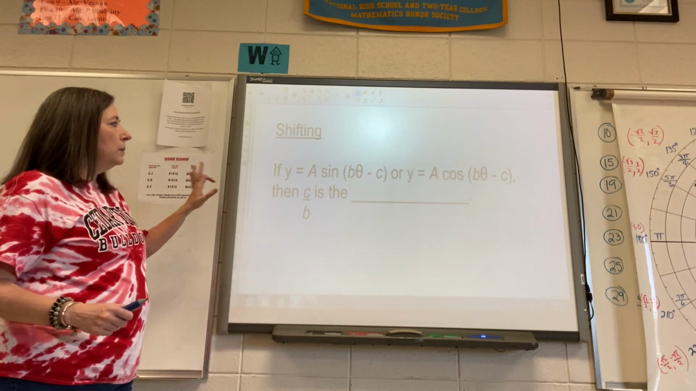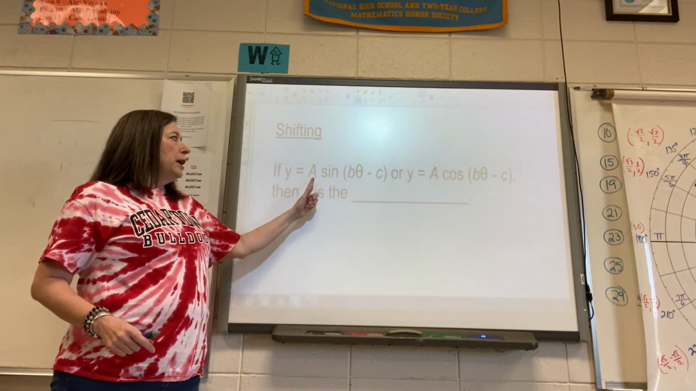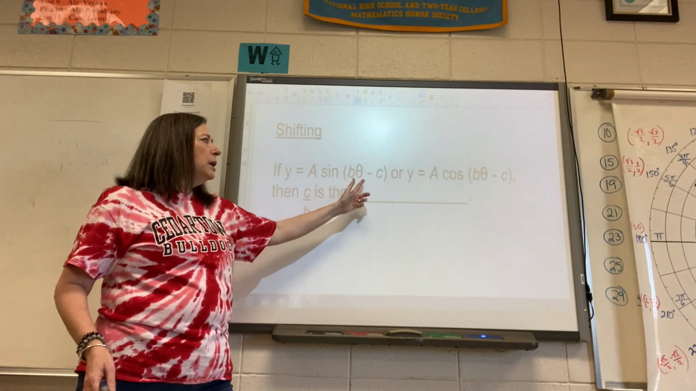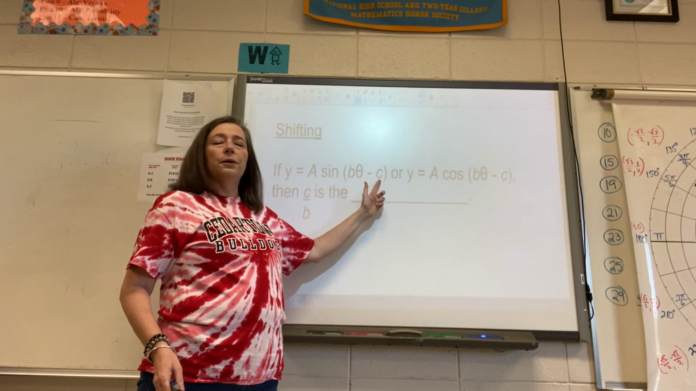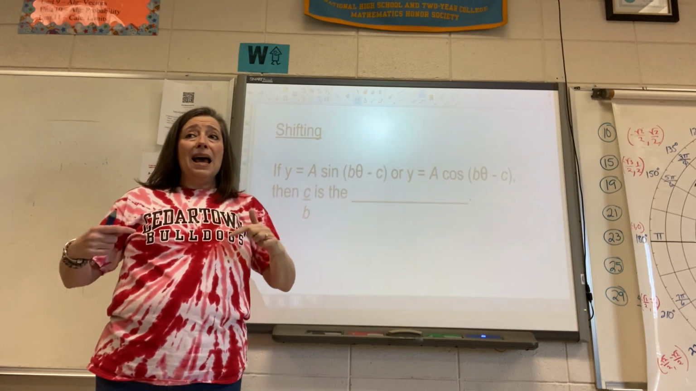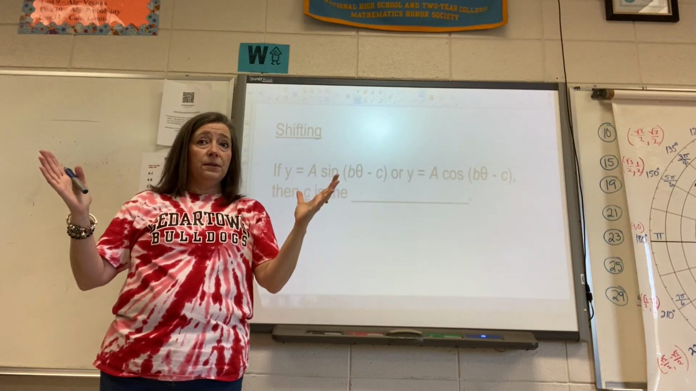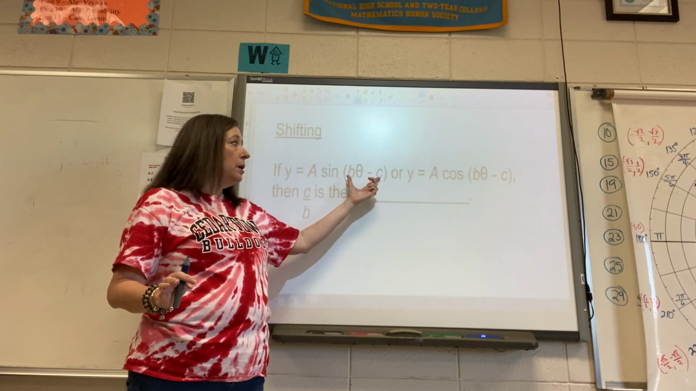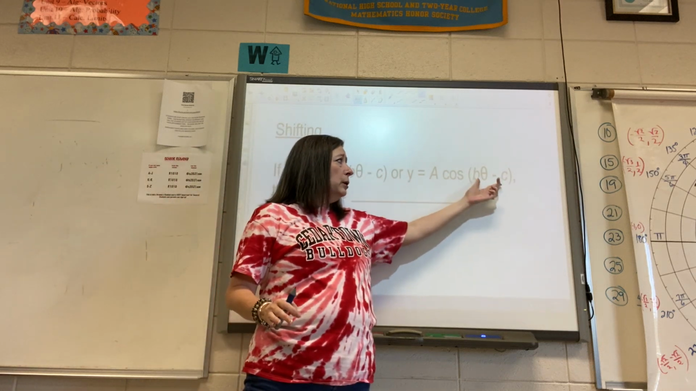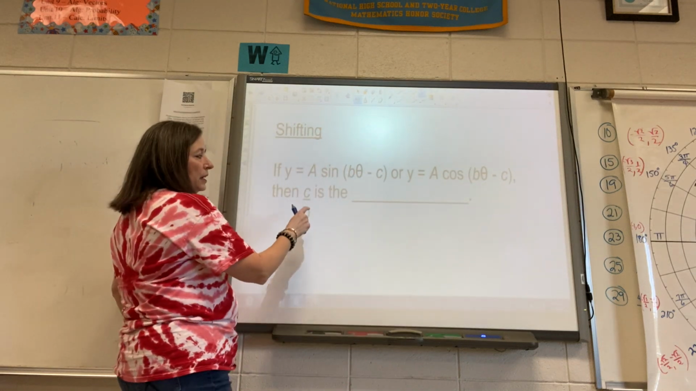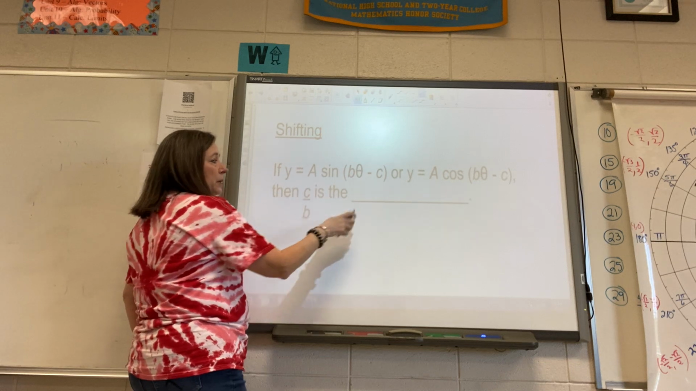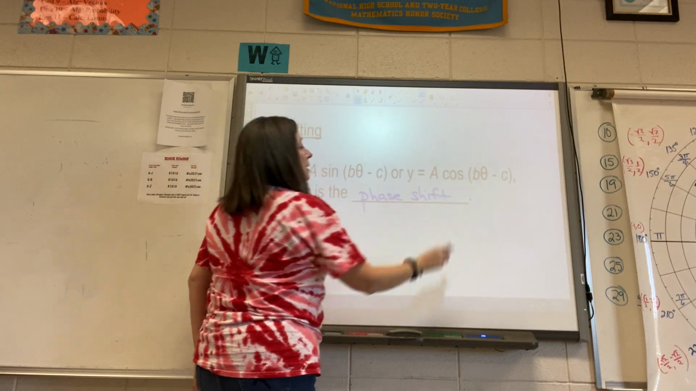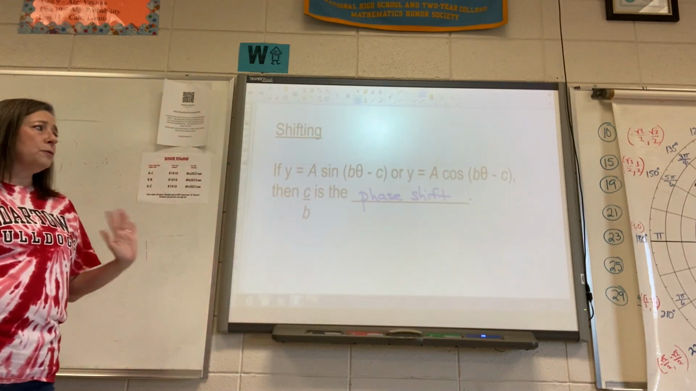Okay, so notice you've got your amplitude, of course, in front, A, and the B is right here. They've added another letter right here, C. This is going to happen when you have parentheses, and you've got both of these numbers right here. So whether it's sine or cosine, if you've got that, then you're going to calculate phase shift by C over B. I said it, I didn't write it down a minute ago. All right, so this is called the phase shift, moving left to right.